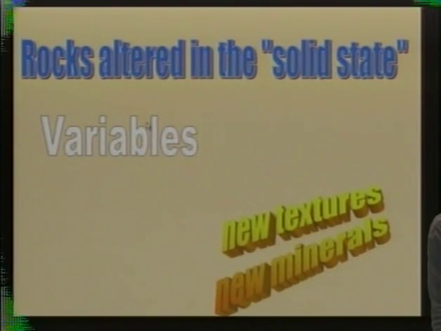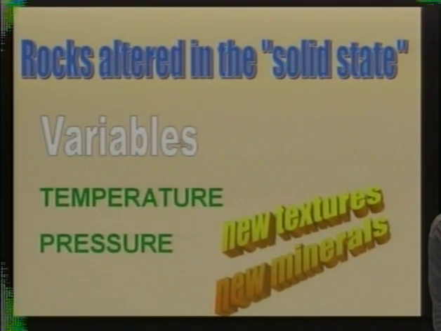So by jacking up pressure and temperature, you're going to create new textures, meaning new grain shapes, and sometimes new minerals because minerals become stable at higher pressures and temperatures. You can create new rock types. Now we can have just temperature alone, or just pressure alone, or we can have them working both together. Most metamorphic rocks that you see are a product of temperature and pressure working together deep in the earth. And they're brought to the surface later on by erosion and uplift of the crust.